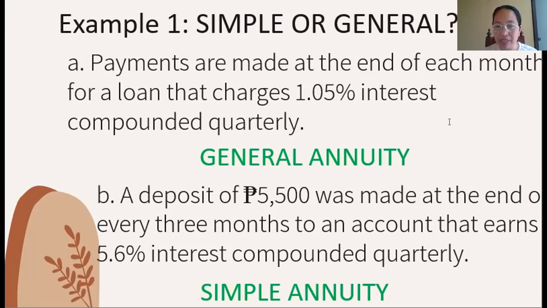So when we say payments are made at the end of each month, look at that one. So yung payment is made at the end of each month while the interest is compounded quarterly. Okay? So ito yung sinasabi natin, yung term at saka yung interest period, they are different. That's why this is known as a general annuity.